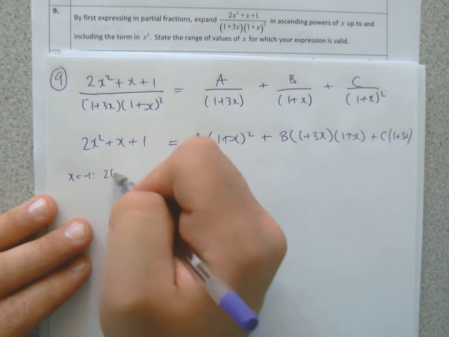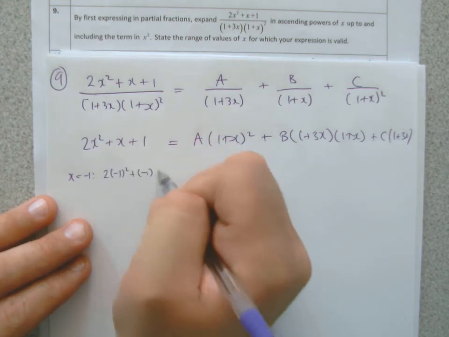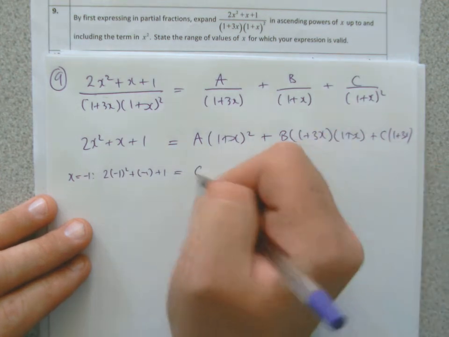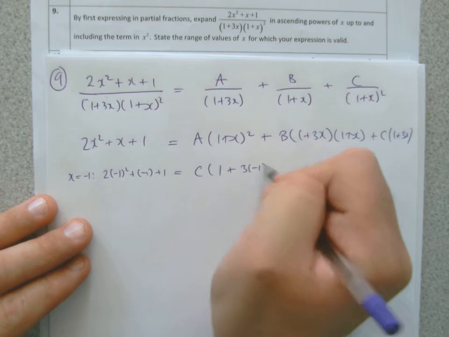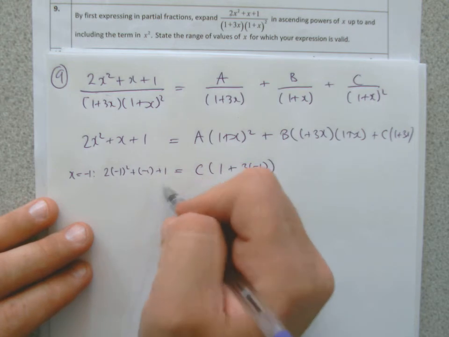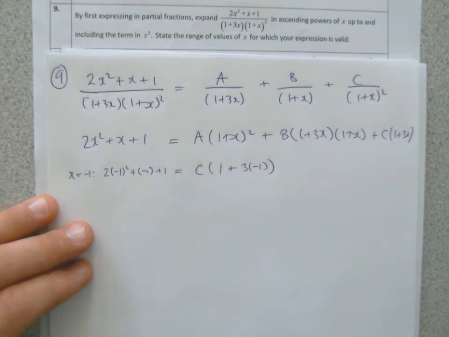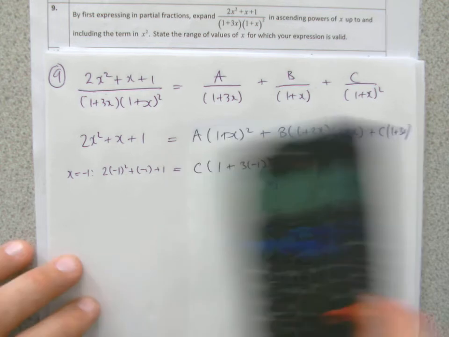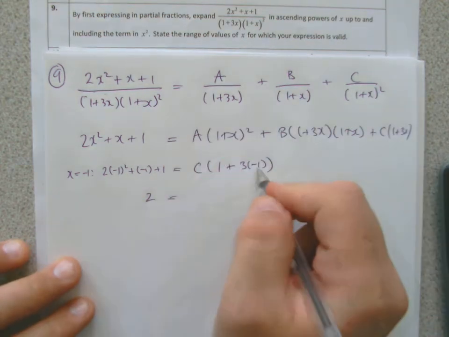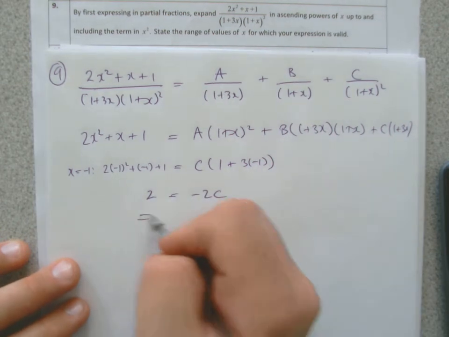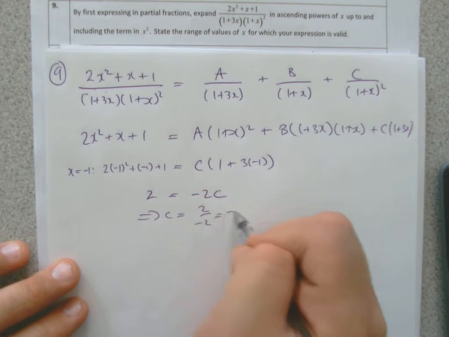Then we'll set x to equal minus 1 to start with. So this becomes 2 times minus 1 all squared plus minus 1 plus 1. Put minus 1 in here, the A will go, the B will go, and the C will be 1 plus 3 times minus 1. Work this out on your calculator, let's just check. You get 2, and then here you get minus 2C.